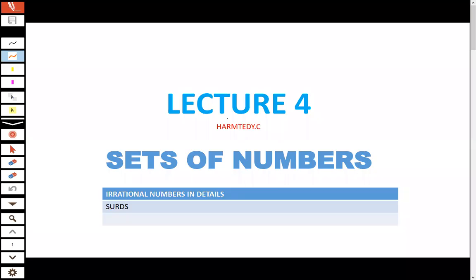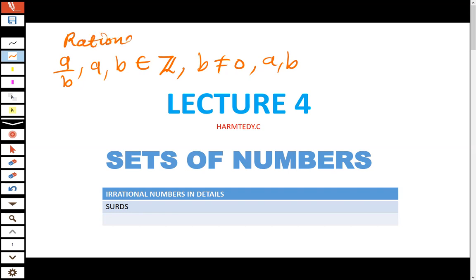Okay, so we're still looking at the sets of numbers, and under sets of numbers, today we're looking at irrational numbers in details and surds. In the last lecture, we looked at rational numbers, which are numbers that can be expressed in the form A over B, where A and B are integers, and B should not be equal to 0. Apart from that, A and B are supposed to be in their lowest terms, meaning they are co-prime factors. This is just the definition of rational numbers.